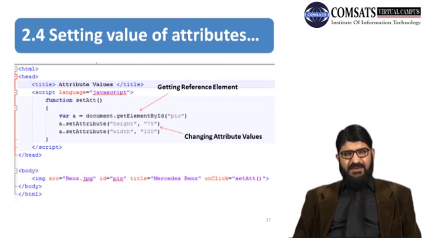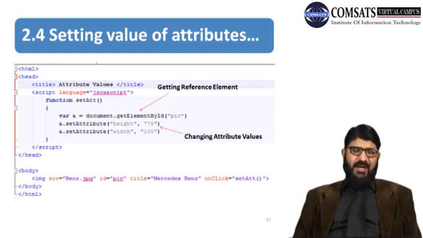The script is closed, head tag is closed, body tag is opened, and the image tag is mentioned. First of all, the source of the image is mentioned, that is benz.jpg, the ID is picture, the title is mentioned as Mercedes-Benz, and onclick it is mentioned setAttribute. Then the body tag is closed and the HTML tag is closed.